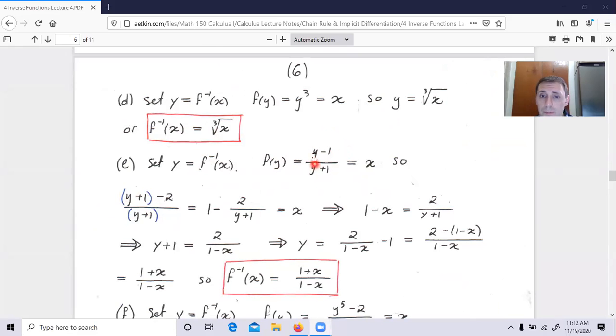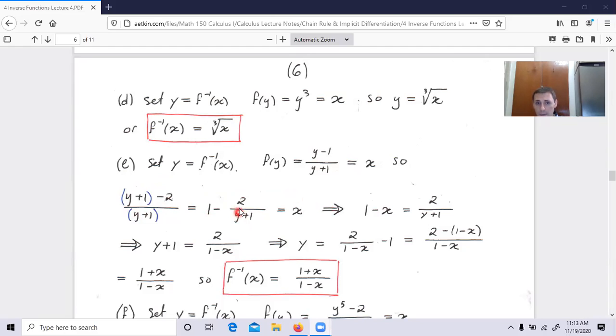So what I want to see is y plus 1, but I see y minus 1, so I compensate by subtracting 2. So y plus 1 minus 2 over y plus 1 equals 1 minus 2 over y plus 1. And that's supposed to equal x. Now you see what I achieved here? I had 2 instances of y. Now I have only 1 instance of y. Now everything else is basic algebra.